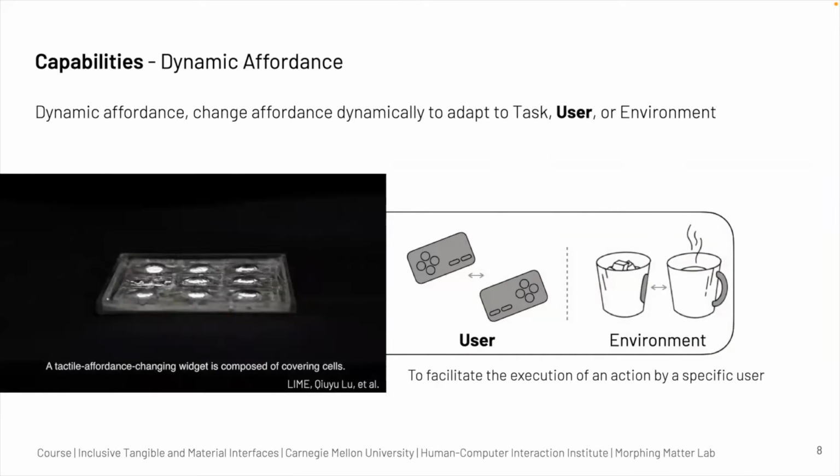And the next type of dynamic affordance is to adapt to different users, or maybe a specific group of users. Imagine you have a pneumatic mouse that can be deflated or inflated. It can change its size a little to fit your hand.